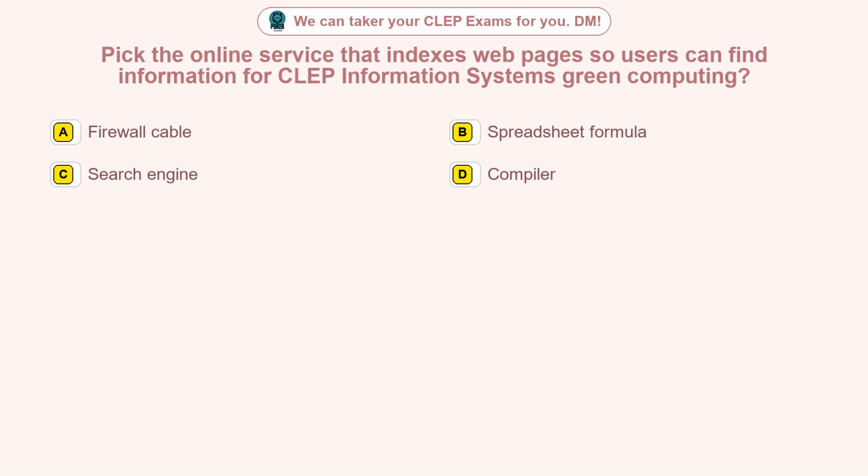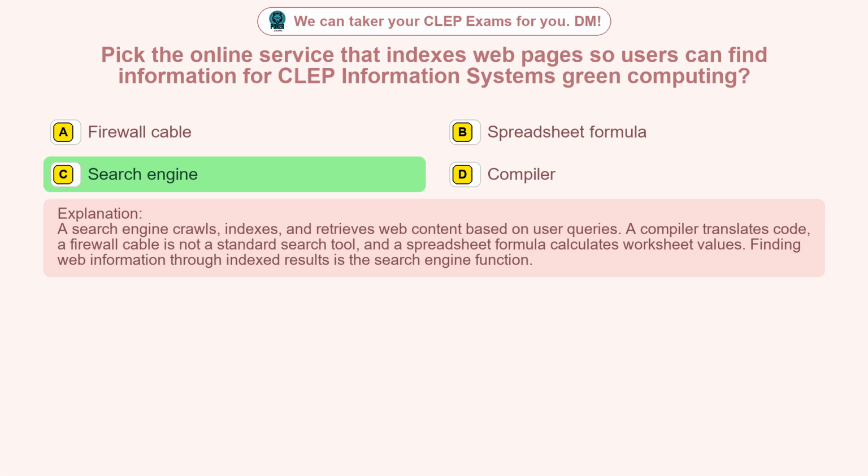Question 26. Pick the online service that indexes web pages so users can find information for CLEP Information Systems Green Computing. Option A, firewall cable. Option B, spreadsheet formula. Option C, search engine. Option D, compiler. The correct answer is option C, search engine.